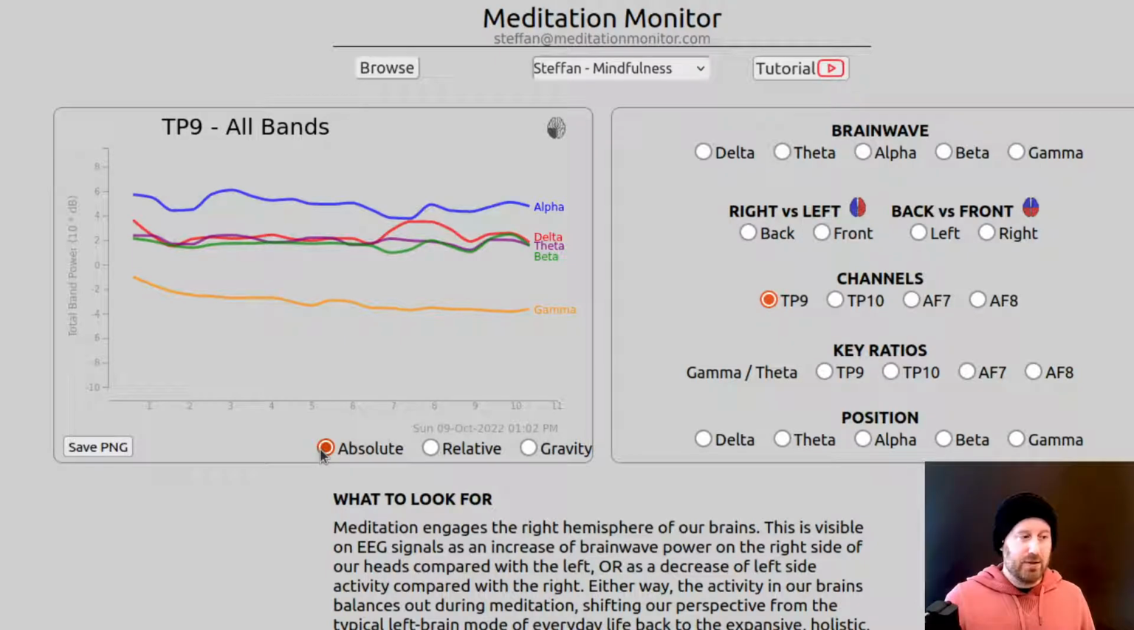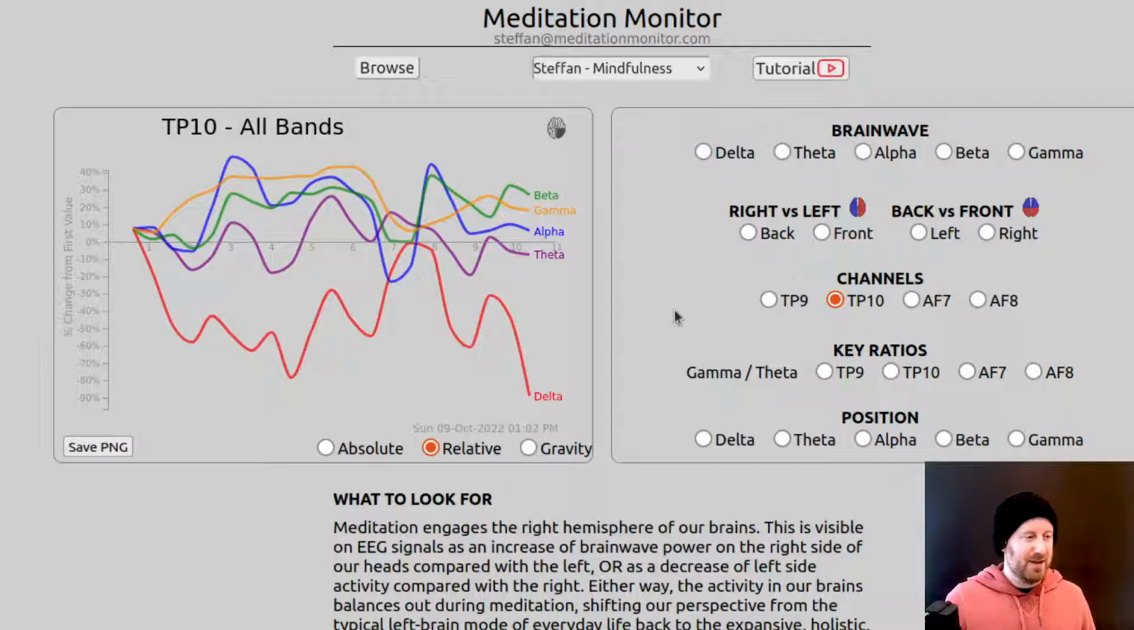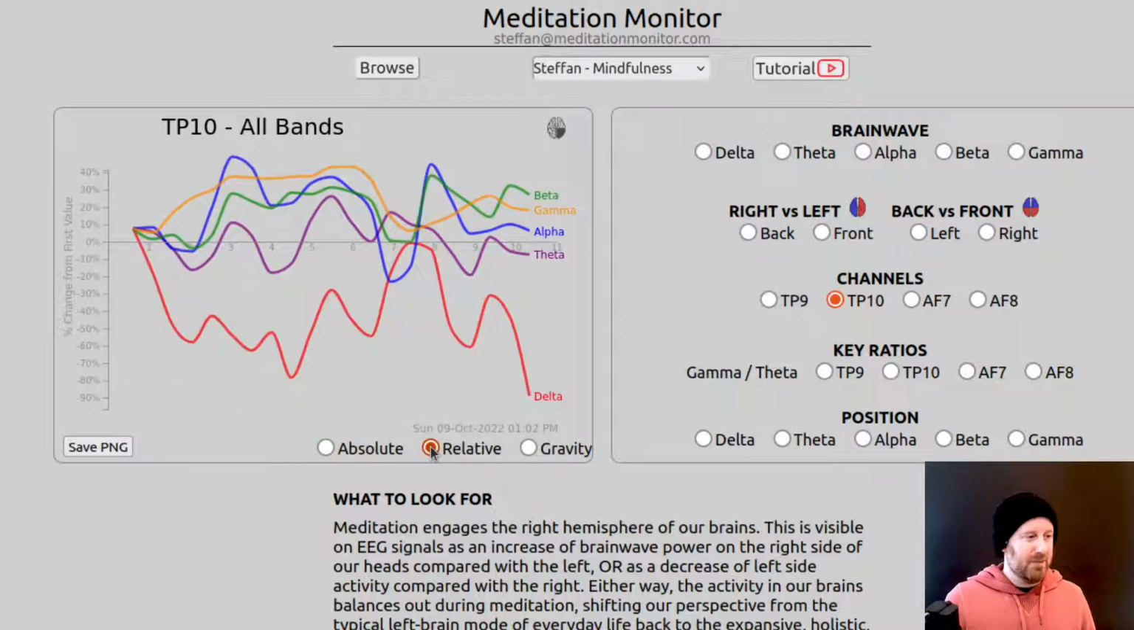Instead of just absolute, we have relative. Now, this might be a little overwhelming. Let's choose TP10 and toggle between absolute and relative. It may look tremendously different, but it is showing the same data, just a different perspective. And I have to warn you, I'm calling this relative, and the Mind Monitor website also has a relative option, but this is a little bit different. I should probably come up with a different name for it, but I still feel like this is the best. So what's going on here?